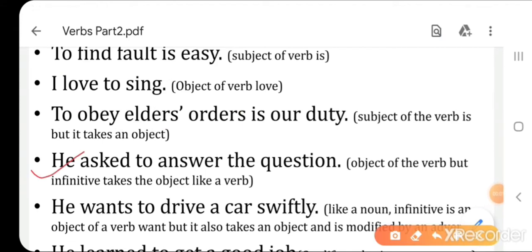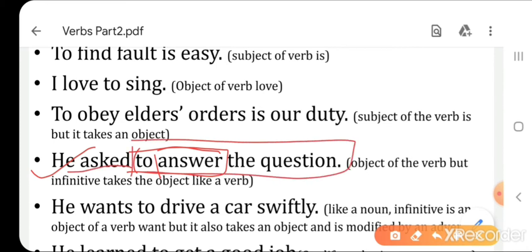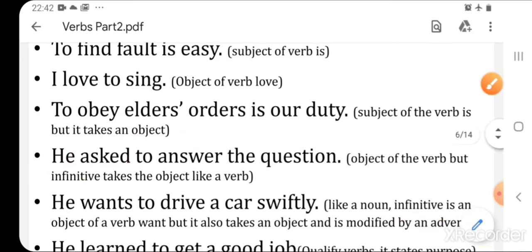Now next example, he asked to answer the question. Now to answer is an infinitive because to is used and the verb first form is used. It is used after the main verb, thus it is in the objective part. So to answer is an object. Like a noun, it is an object of the verb asked.